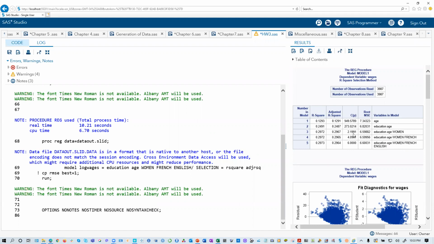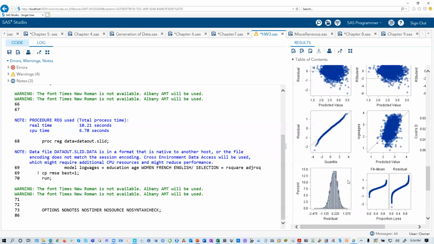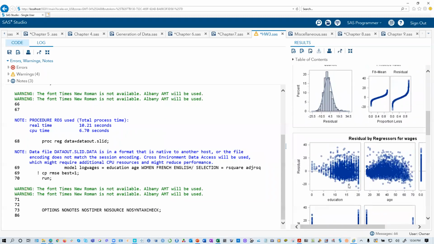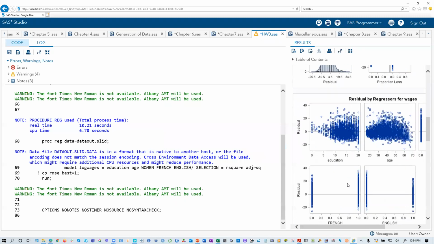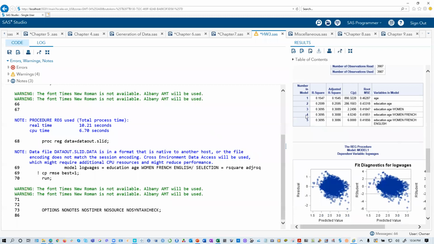97, the least, highest. See, education, age, and gender. Gender is represented by women. See, so not the language. Language you don't need. So again that one, and then same way. Then for the log one, that's for the log one. For the other one, where's the log one? See here, sorry, log one.